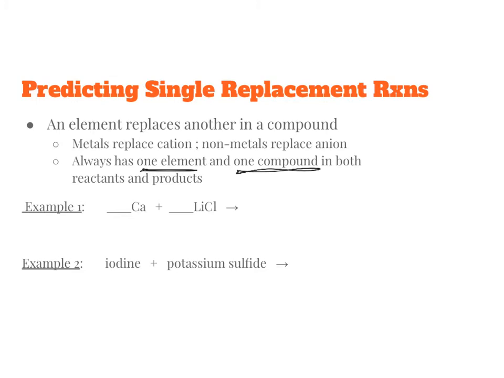So working on some examples. Our first example gives us the skeleton equation. I have calcium reacting with lithium chloride. So I'm going to look at this singleton guy over here and I'm going to determine, is it a metal or a nonmetal? I know that calcium is a metal, it's a cation, so it is going to be replacing the metal in the lithium chloride. All right, so lithium is the metal in that one. I know that calcium is going to be replacing lithium.